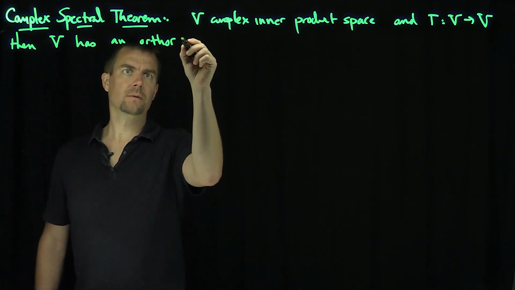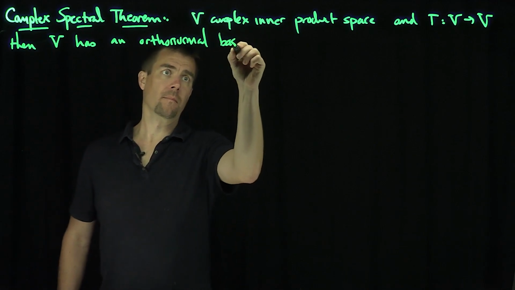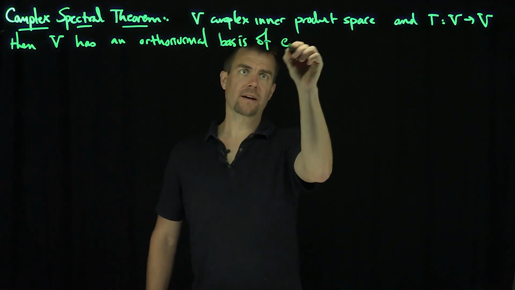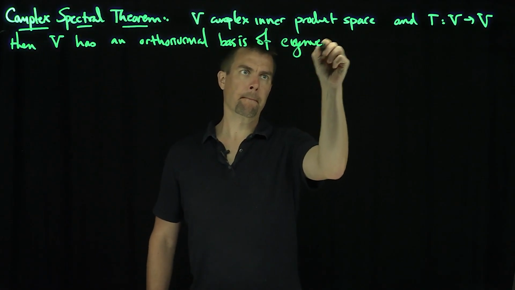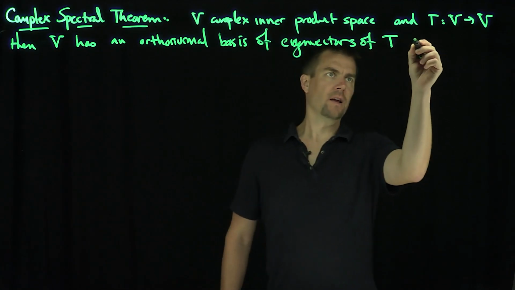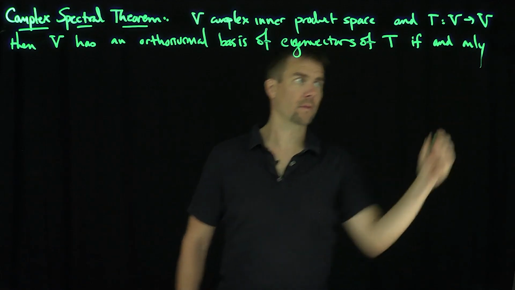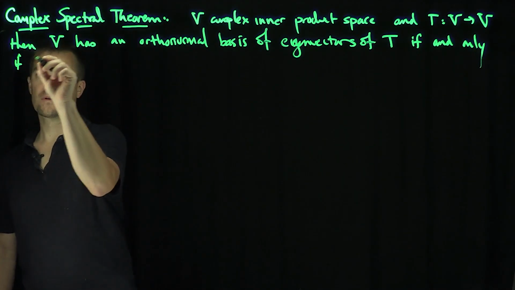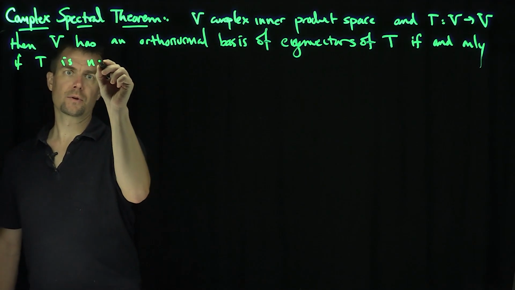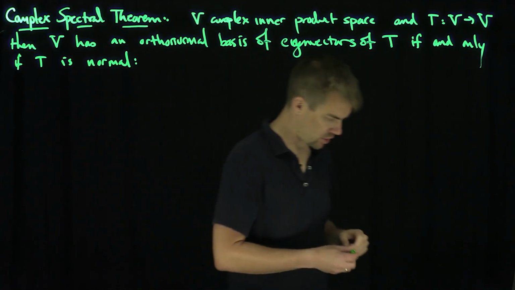then V has an orthonormal basis of eigenvectors of T if and only if T is normal. And recall from previous videos, what's the normal condition?